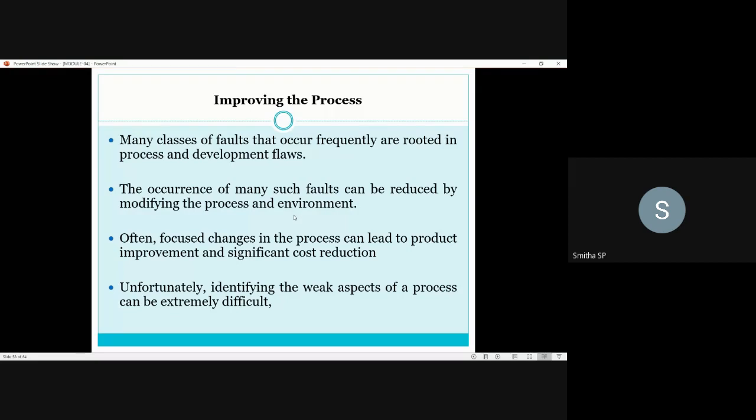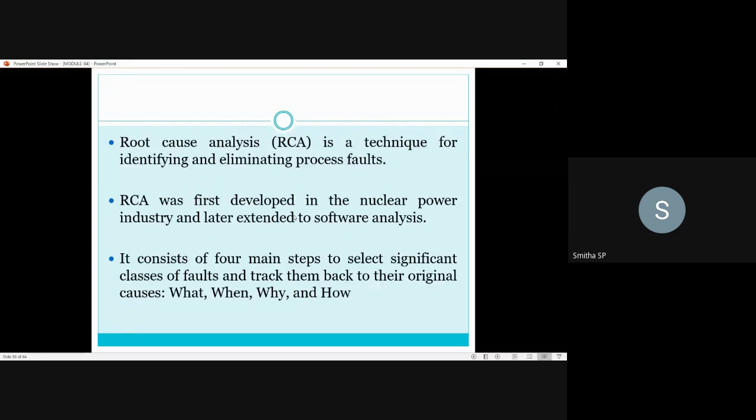But if you want to change the process, you have to get to know that we are able to get more faults in this process, that you have to be able to identify. But identifying the weak aspects in the process is a difficult task. Okay, so that is about improving the process.